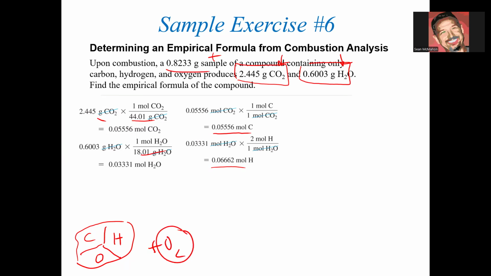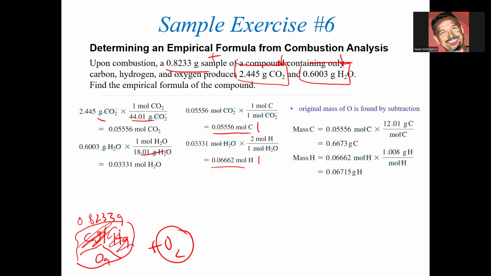So what I need to do is convert the moles of carbon and hydrogen to grams, so that once I have the grams of the carbon and the hydrogen, I can subtract that out from this 0.8233 grams to get just the grams of oxygen. So the original mass of oxygen has to be found through subtraction. So how do I do that? Take the moles of carbon and convert to grams. Take the moles of hydrogen and convert to grams.